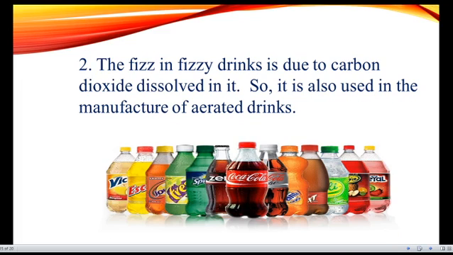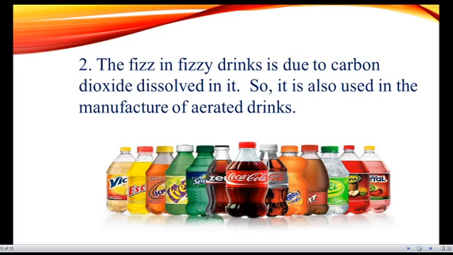Next one, soft drinks. Usually we have soft drinks, also called aerated drinks. That means carbon dioxide is dissolved in water. When you open a soft drink, we can hear a fizz sound. The reason is that carbon dioxide gas is liberated. Okay children, carbon dioxide is dissolved in water and produces carbonic acid.